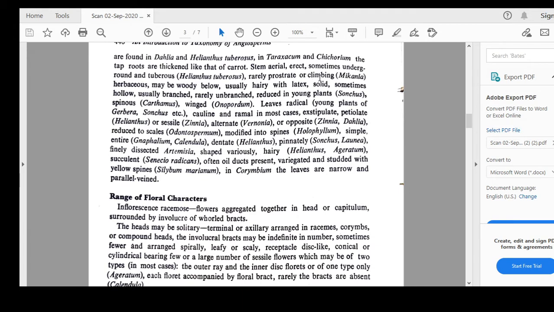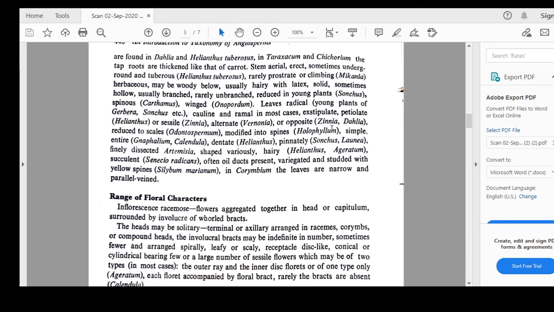Stem aerial, erect, sometimes underground and tuberous. Tuberous in Helianthus tuberosus. Rarely prostrate or climbing in Mikania. Herbaceous, maybe woody below, usually hairy with latex, solid, sometimes hollow, usually branched, rarely unbranched. Reduced in young plants like Sonchus, spinous like in Carthamus, winged like in Onopordum.